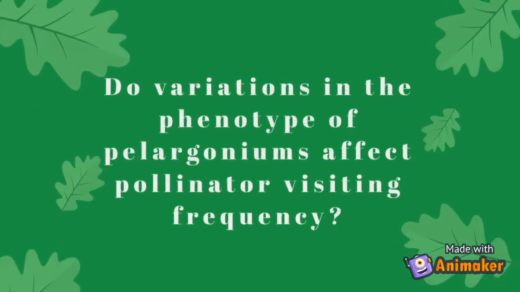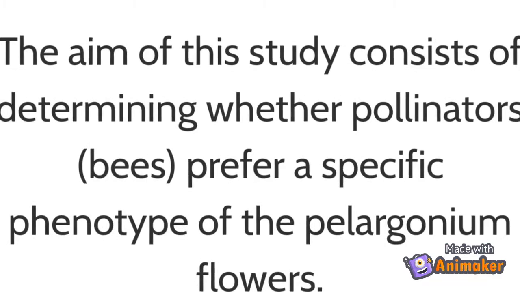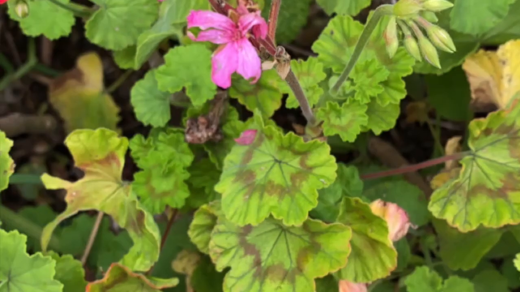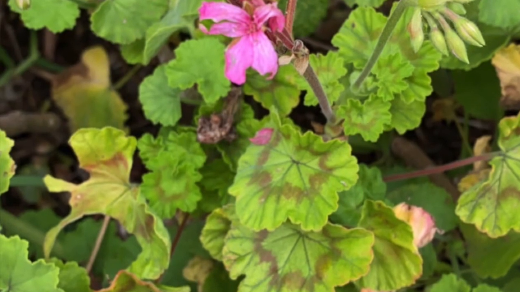These flowers are evident in such a large range of colors, so how is it that such a diverse phenotypic variation is maintained and so abundant today? The aim of this study consists of determining whether pollinators prefer a specific phenotype of the pelargonium flowers. For the purpose of this study, only 3 different phenotypic colors will be of focus: light pink, pink, and red.